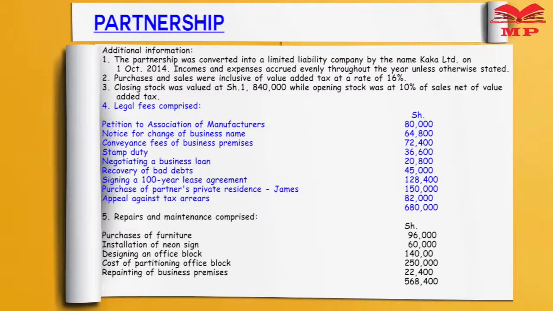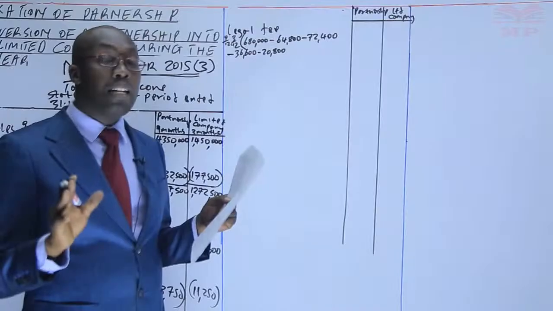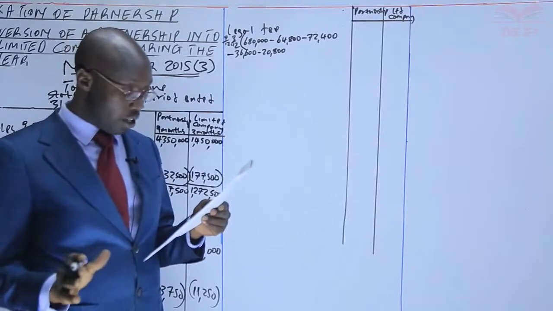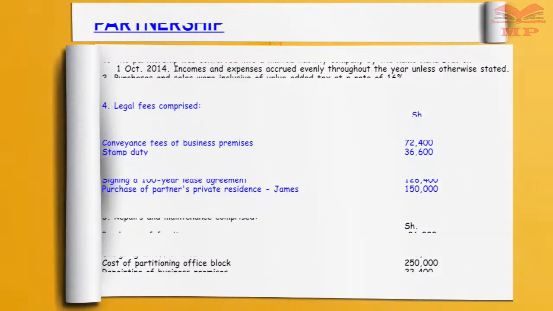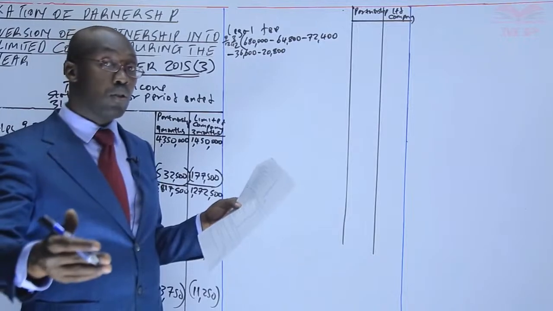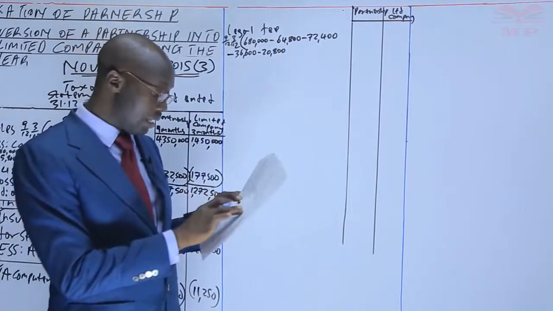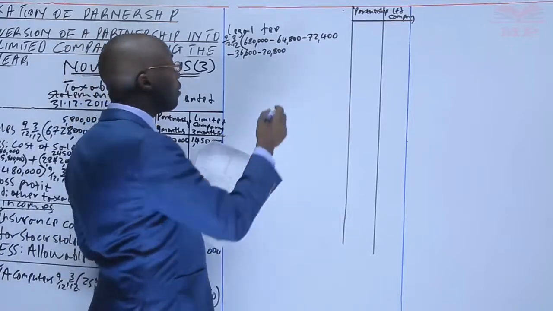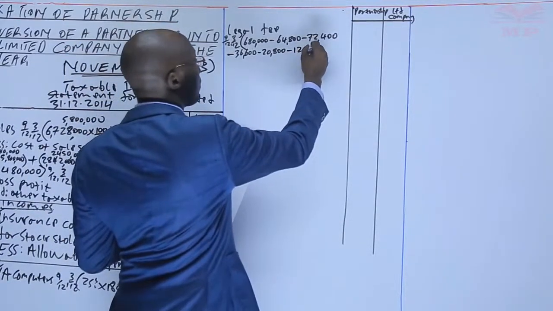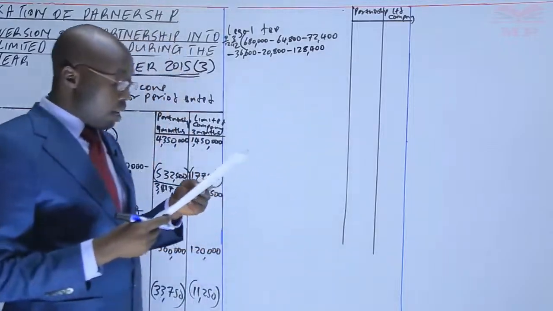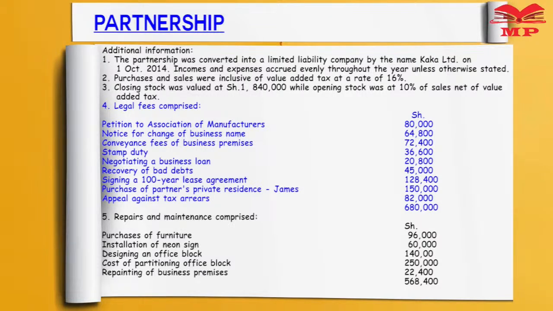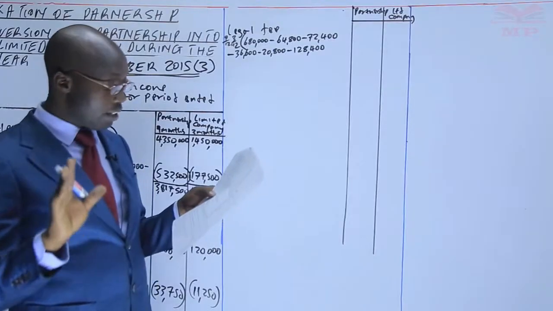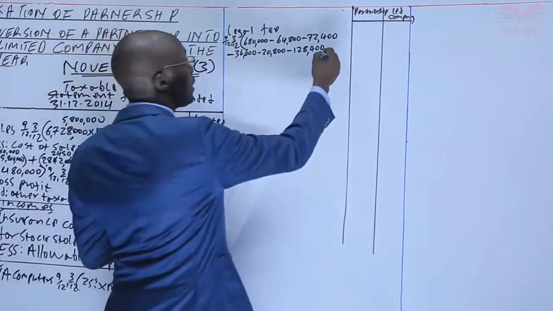The other one is recovery of bad debts. Recovery of bad debt, we said, is usually allowable. We said any legal cost relating to debtors and customers is allowed. Then signing a 100-year lease agreement. We say that up to 99 years is the one that we allow legal cost. Any above that, we don't. So this is not allowable. 128,400. After that, we have the purchase of the partner's private residence. We had said that any expense relating to the partners, we don't allow. This is private, for the partners, we don't allow. 150.